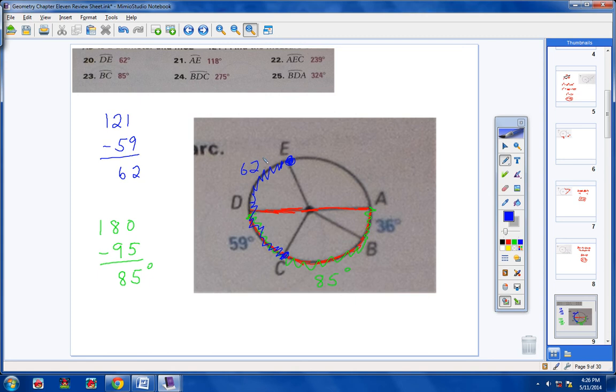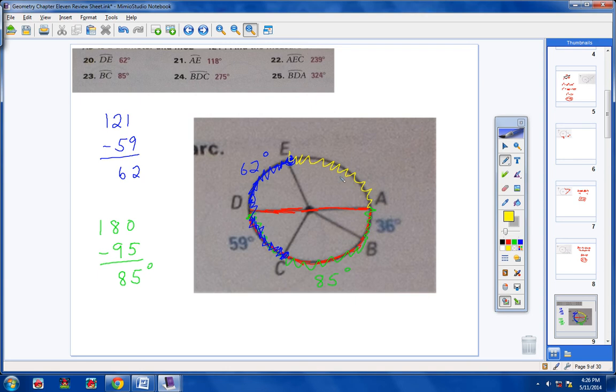And you say, Mr. Hart, are you sure? Yeah, let's check it and see. If I took 62, which is arc DE, and I added that to 59 degrees, which is arc DC, I'll get 121. And in the directions it says arc C to E is 121 degrees. Now think about it, students. Look, we only have one arc left. And that's from here to here.